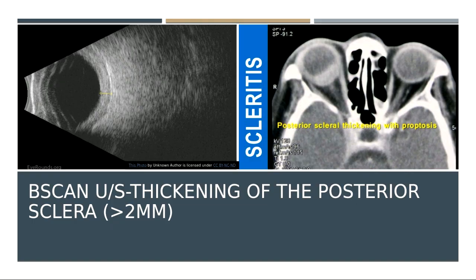And we do a B scan ultrasound, which shows you retinal thickening. And if you compare the two eyes, you can also see posterior scleral thickening here with proptosis.